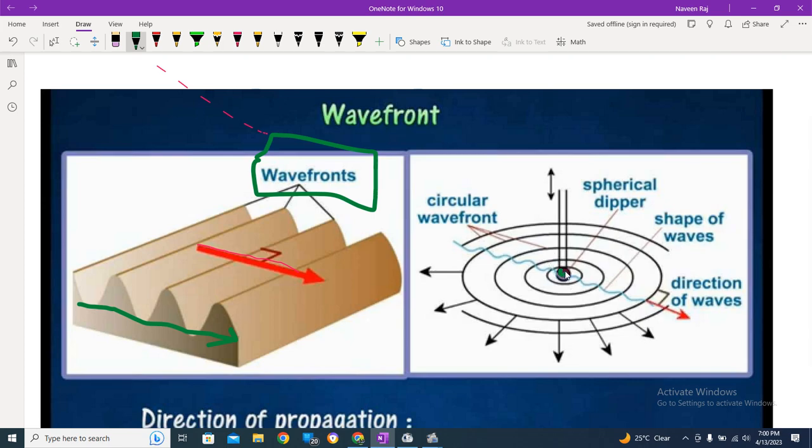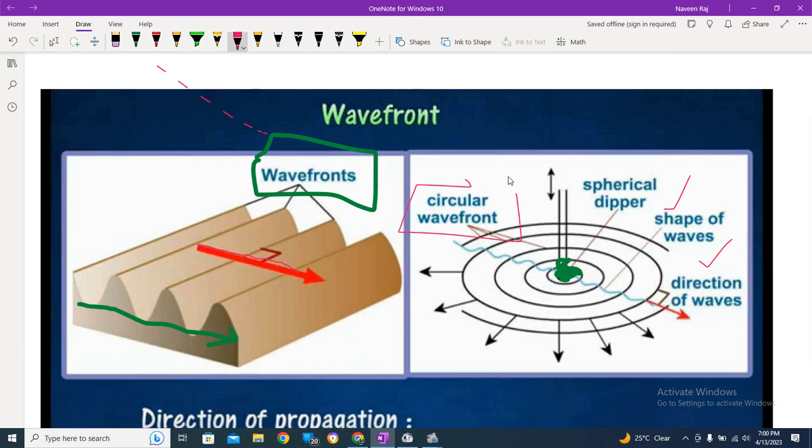For suppose, consider this drop in water and consider this stone in water, or the ball placed over here. Now in this case you're going to see that in water, spherical waves are formed. Similarly, over here, this case is the same. The shape of the wave is spherical. The direction of wave propagation is perpendicular to the wave, and circular wavefront.